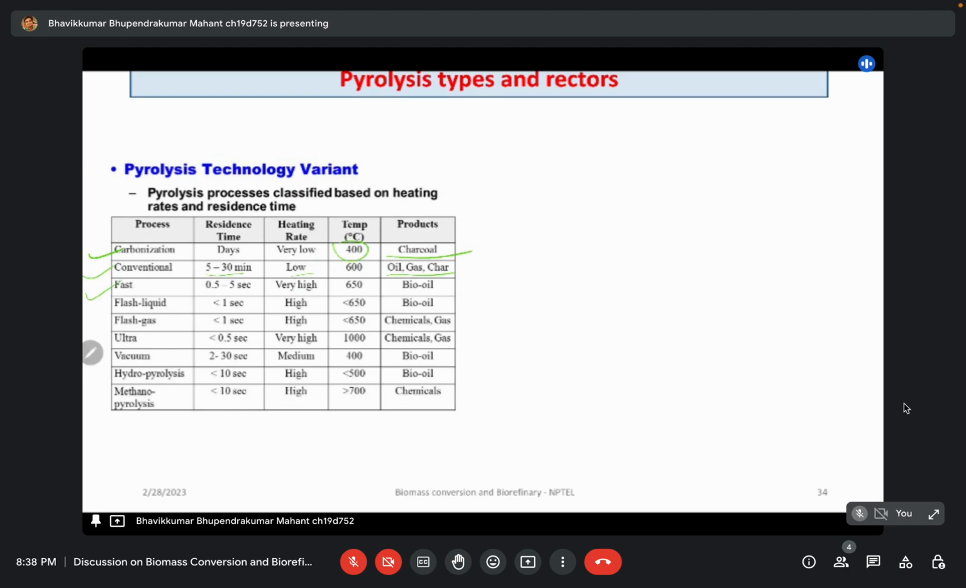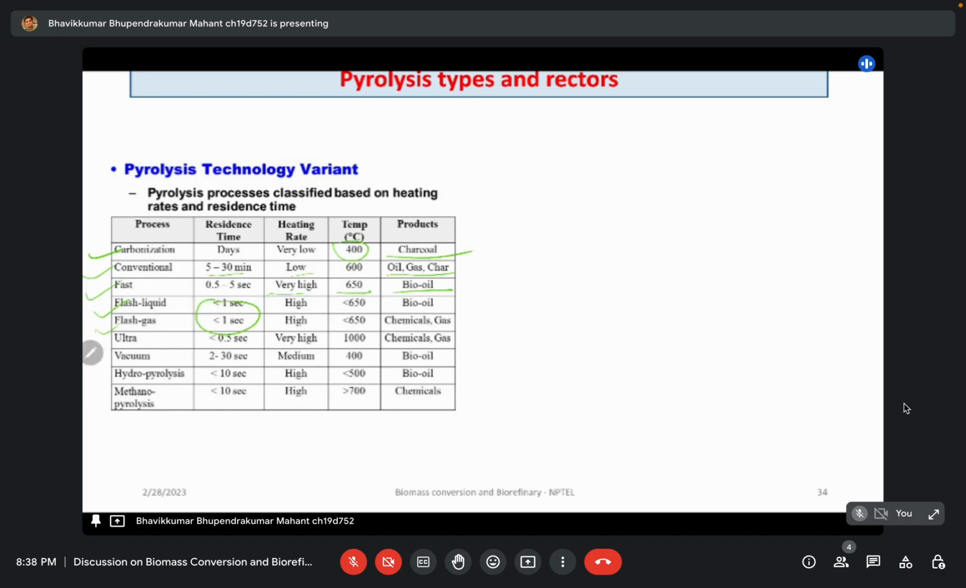This is not the same table which is in the professor's slides. I used some other table, but you can follow any kind of table. Just follow that table, but this will give you much more insight into the different kinds of processes. That's why I put it here. The heating rate is very high, at 650 degrees temperature. You will get flash liquid or flash gas. There are two different types: flash liquid pyrolysis and flash gas pyrolysis.